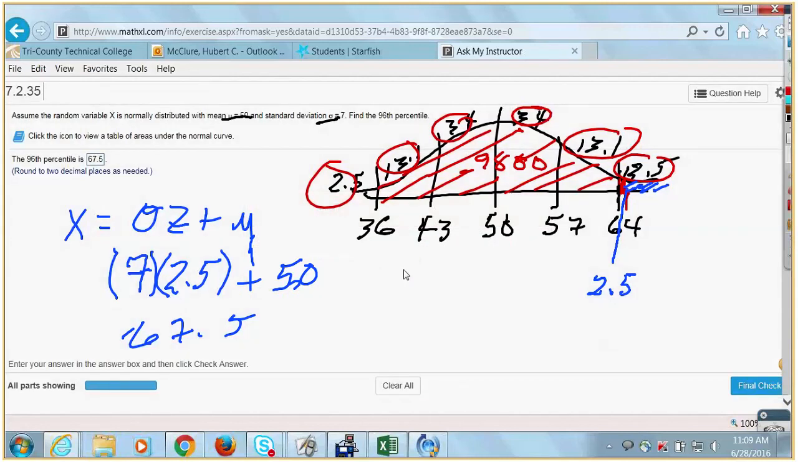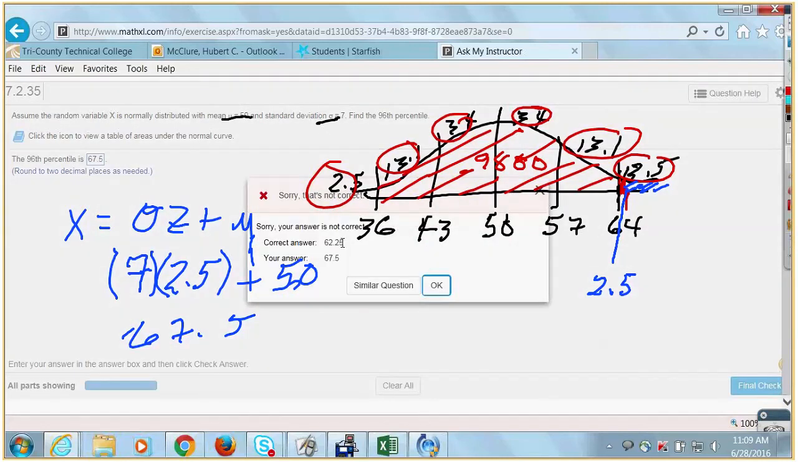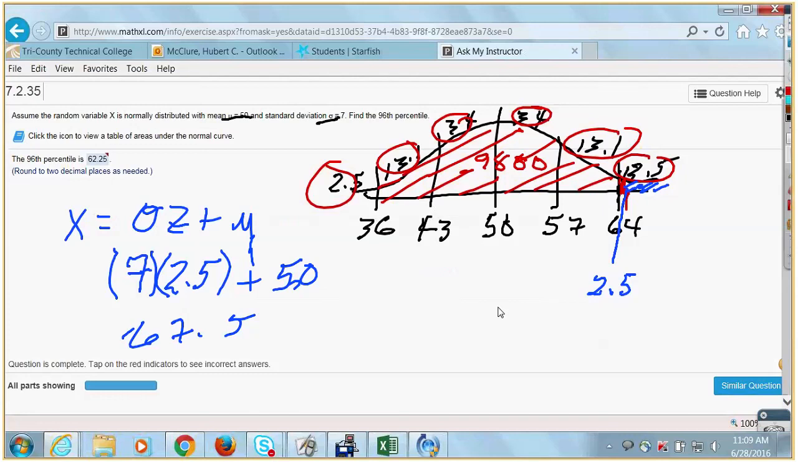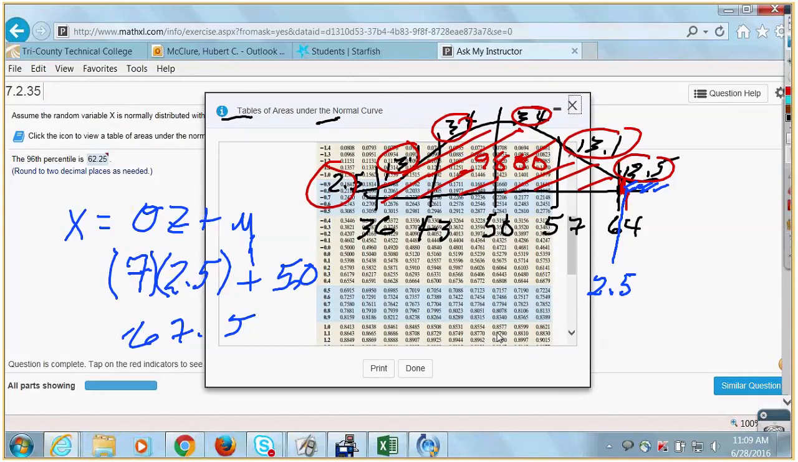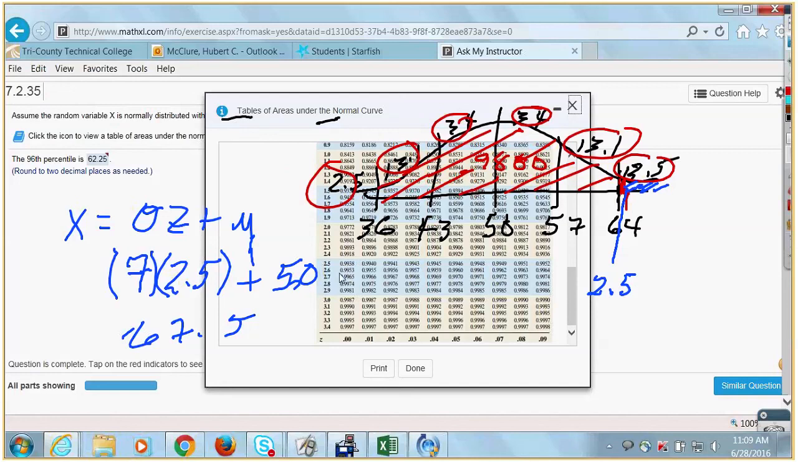Okay, let's see what they got, because evidently we didn't do it. Excuse me, I got a sneezing attack. Okay, we did something wrong. Oh, I know what it is. I said 98. That's 96. My bad. So 96 percentile. Go right here. Go back down. 96 percentile is down here.